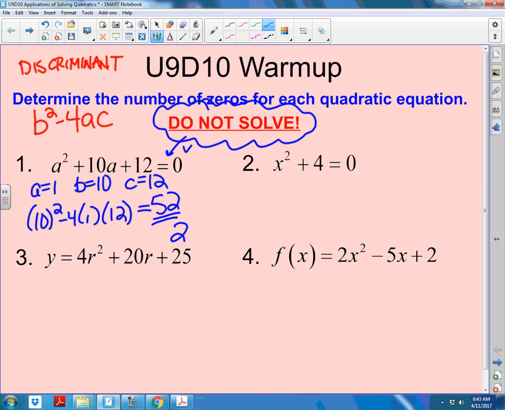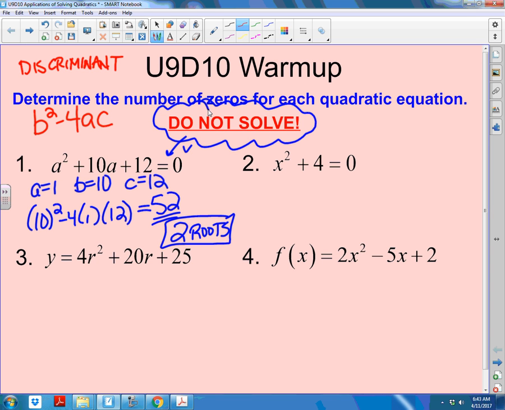If you have a positive discriminant, then you have two roots. Remember also, if that positive discriminant is a perfect square, then you have two real rational roots. If it's not a good square root, if it's an irrational root, then you have two irrational roots.